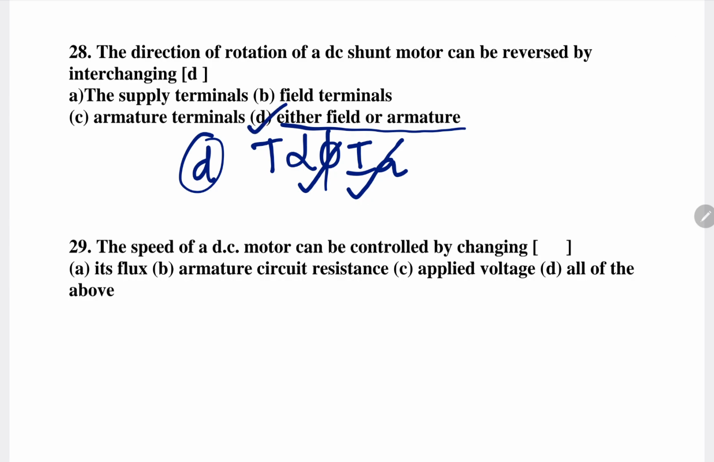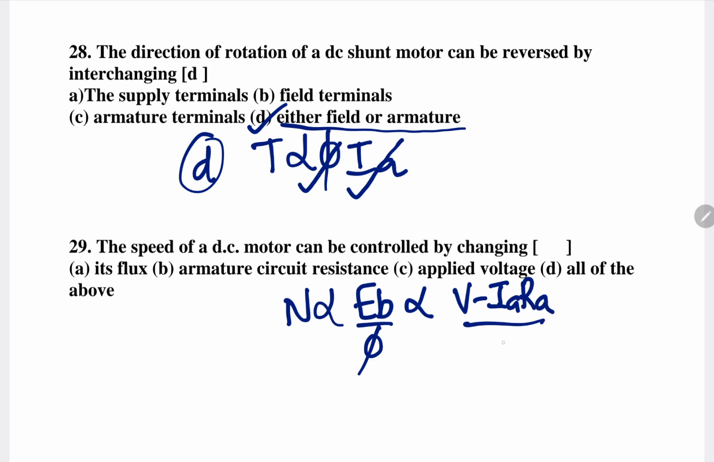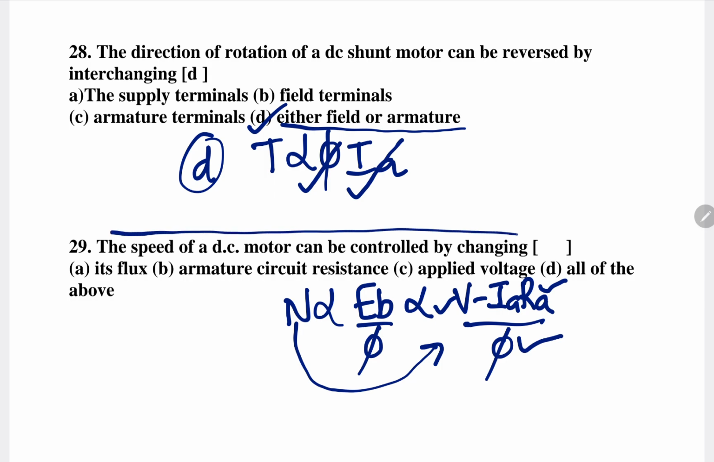The speed of a DC motor can be controlled by changing which quantity? We have already discussed that the speed of the DC motor is N proportional to EB by phi, where EB is equal to V minus IaRa. We can change the speed of the motor by changing the input voltage, the armature winding resistance, or the field flux. So the answer is all the above.